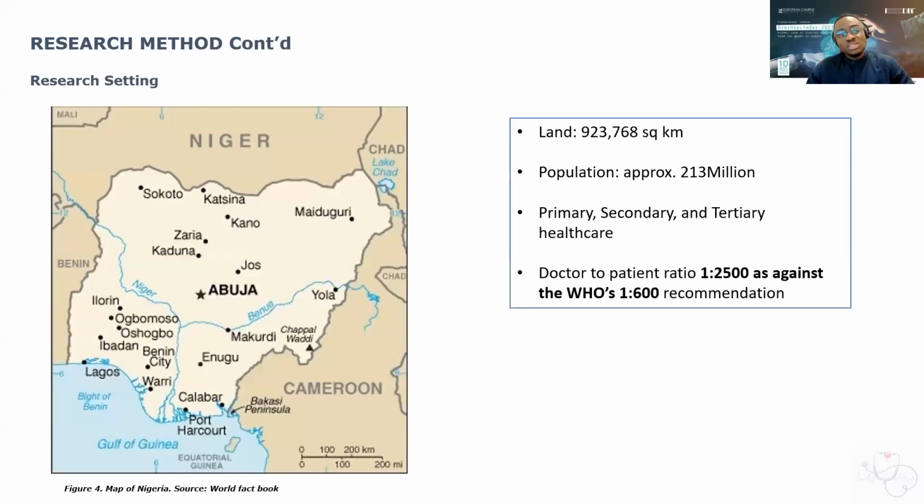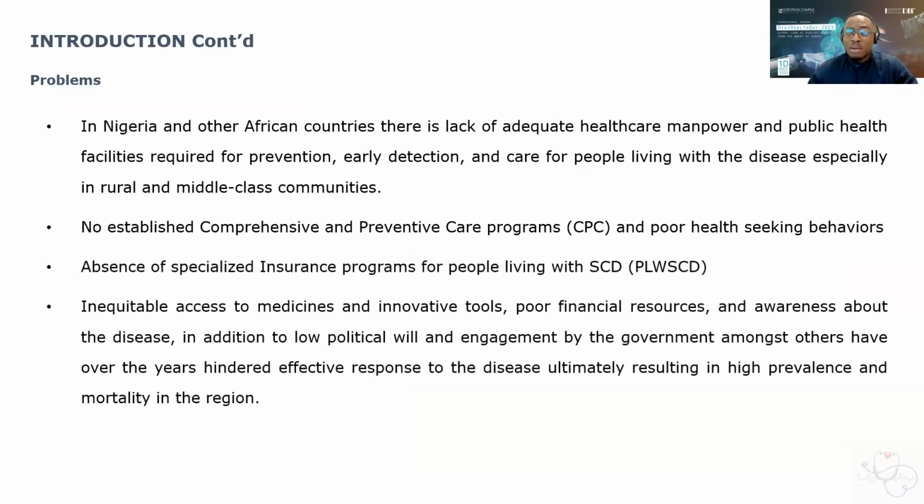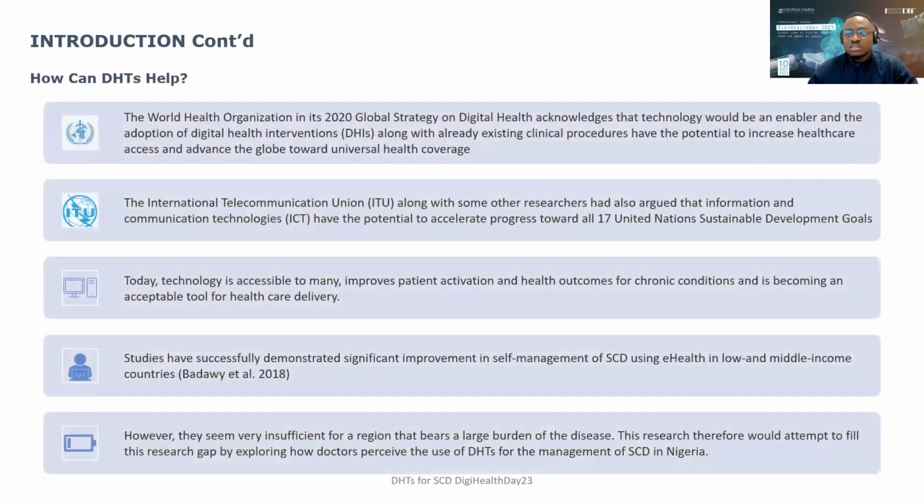So our research setting, which is Nigeria, which is our focus, has problems too for this disease. Looking at the doctor to patient ratio, we have just 1:25,000 as against 1:600 recommended by WHO. Look at the population. The difficulty here is that the manpower of the healthcare system is already short, and we see doctors leaving the country every day. Not just any doctors take care of these patients, but specialists, hematologists, who take care of blood diseases. They are also in shortage. Then there's a lack of comprehensive care programs for this set of people, and inequitable access to medicines, innovative tools, and financial resources is hampered. All these difficulties and burdens are what these people are facing.